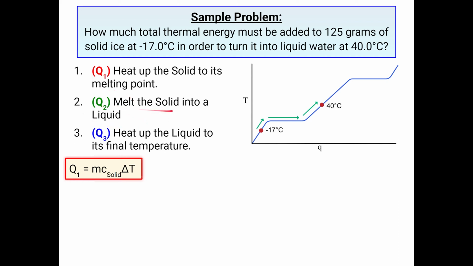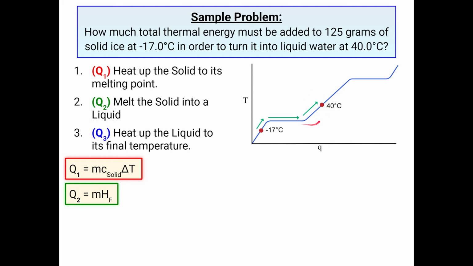Step 2 involves melting, and so that's a phase change, so we would use this formula. The amount of heat energy needed to melt the ice would be m times Hf. Again, m is the mass of the ice, and Hf is the heat of fusion of ice. That's something we'd look up in a data table, just like we would look up the specific heat capacity on a data table as well.